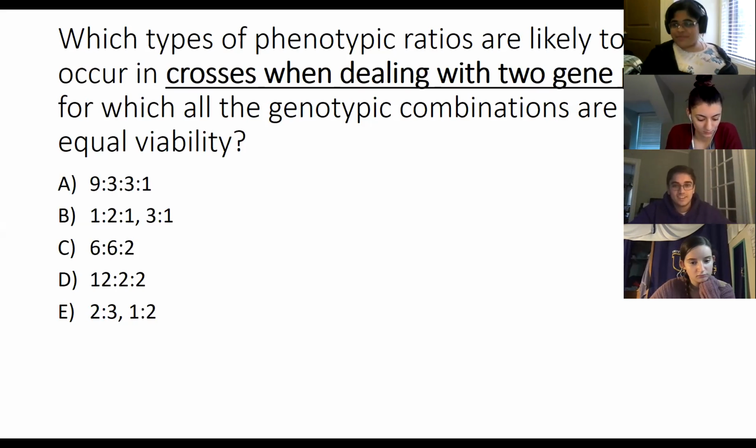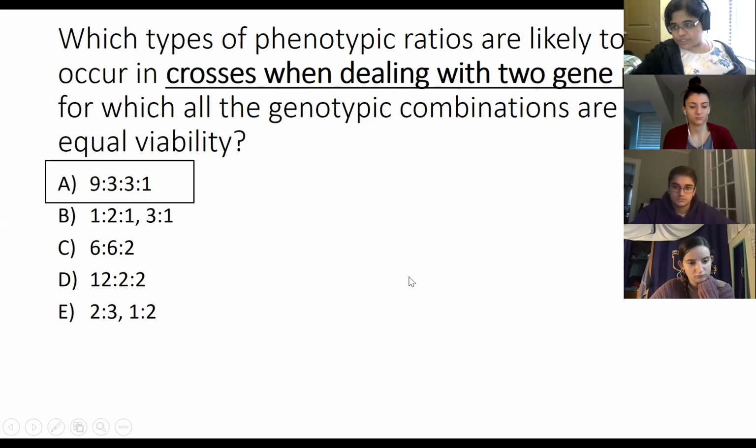Okay, so the key term that we need to see here is two gene pairs, right? Two gene pairs means dihybrid cross. Dihybrid crosses have this phenotypic ratio. Does that make sense? Okay, good. Just remember which one goes with which number of gene pairs.